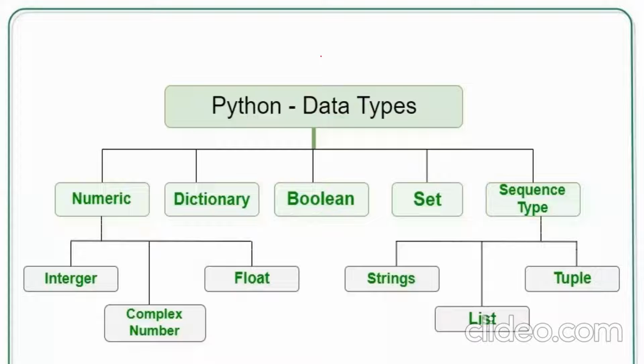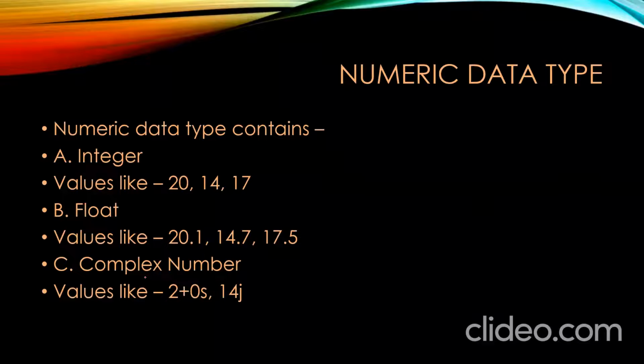Okay, so this is the diagram of data types. So there are 5 types, as I told you: numeric, dictionary, Boolean, set, and sequence types. Okay, so numeric contains integer, complex number, and float, and sequence contains strings, list, and tuple. Okay, so now we are going to the practical, but first let's see what are numeric data types.